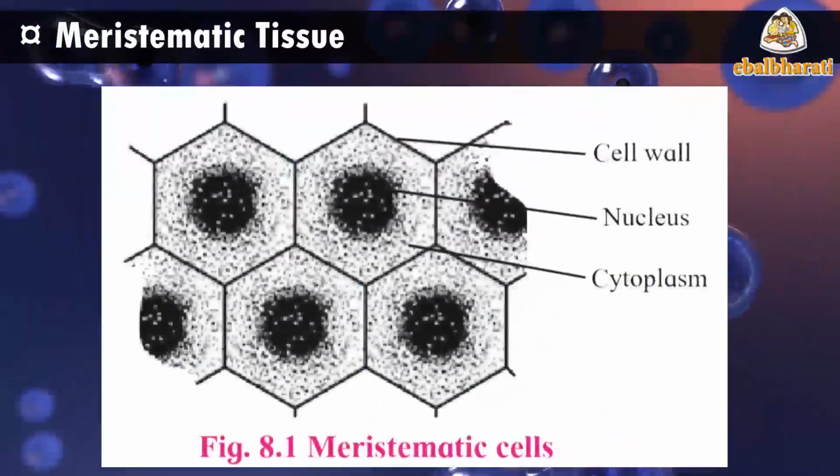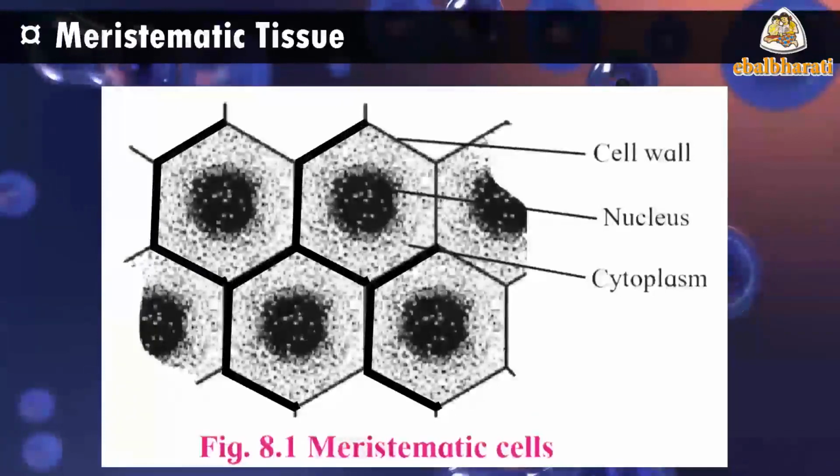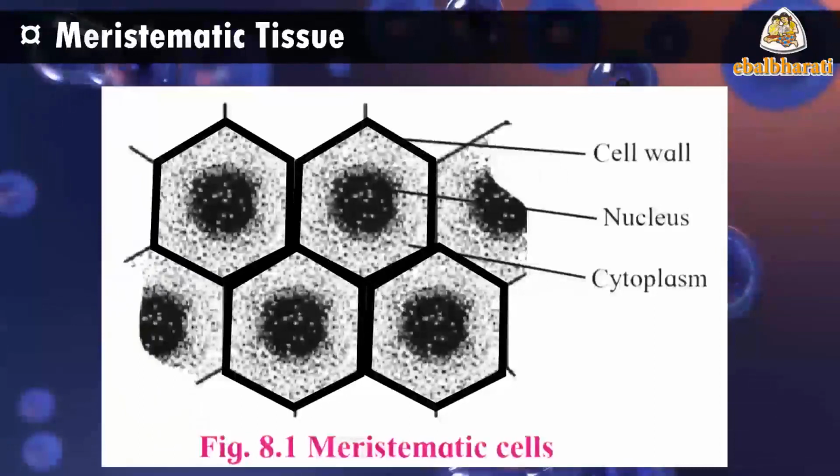Let us study the meristematic tissues first. It is a group of young cells. These are living cells with ability to divide in the regions where they are present. These are polyhedral or isodiametric in shape without intercellular spaces. Figure 8.1 depicts meristematic cells.